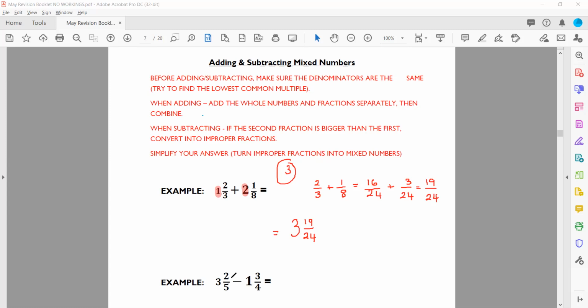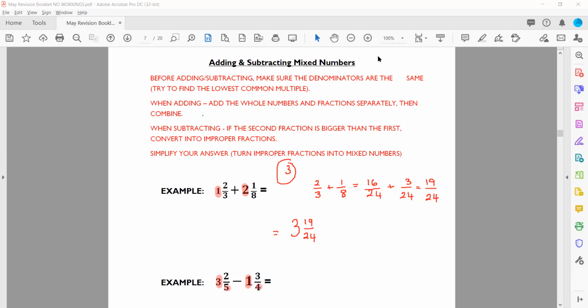So it depends whether you want to always just think, well, I'm always going to convert them into improper fractions. But you don't have to if the second fraction is smaller. So let's have a look here. We've got 3 and 1 as our whole numbers, and we have 2/5 and 3/4. So I'm going to convert the fractions first of all. So we have fifths and we have quarters.